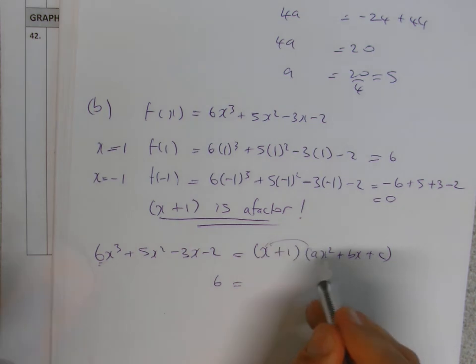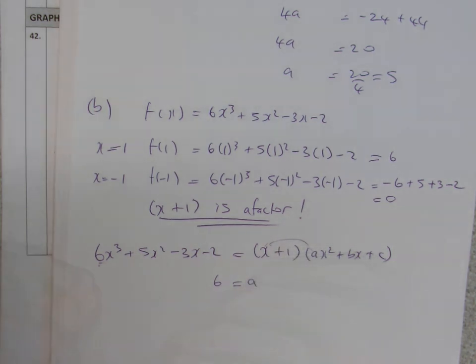So x times ax squared is ax cubed. So you get a out straight away. a is equal to 6. In fact, a is always equal to that number there. Whatever that number is there, that's what a is equal to.